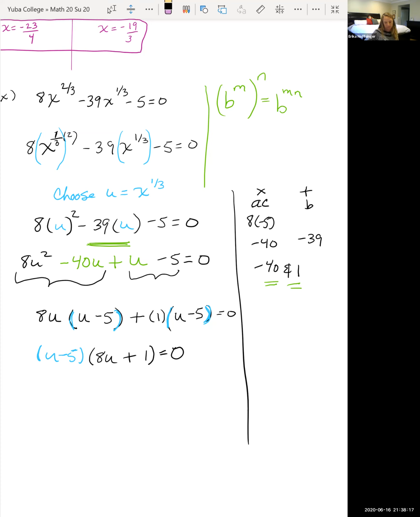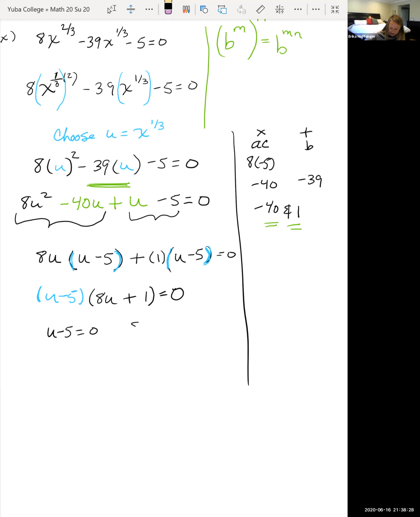Okay, so we've factored this. Now we can set each factor equal to 0: u minus 5 equals 0, and 8u plus 1 equals 0. Add 5 to both sides to get u by itself. You get u is 5. Here we're going to have to subtract 1, so 8u equals -1, and divide by 8, so u is -1/8.